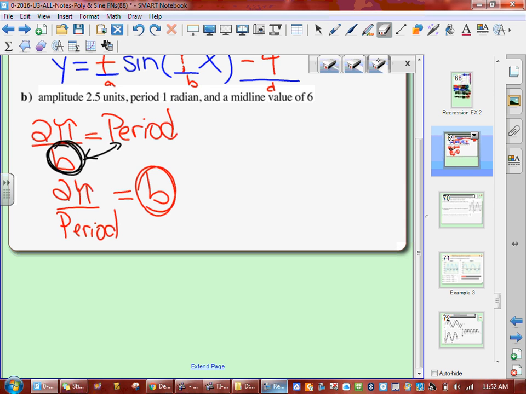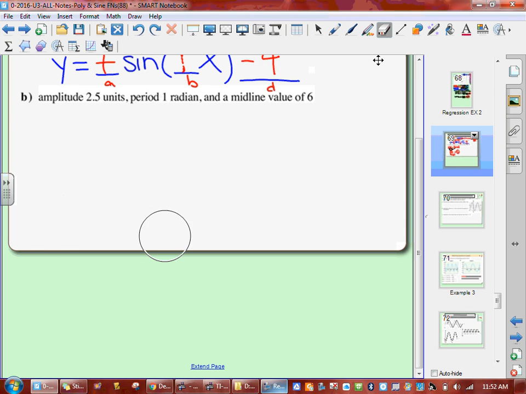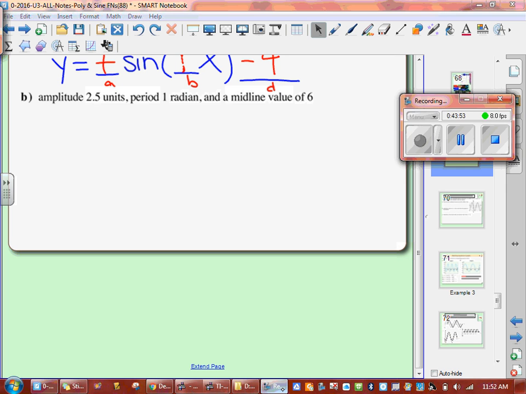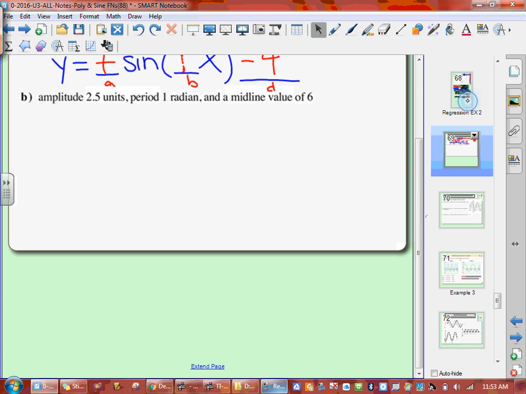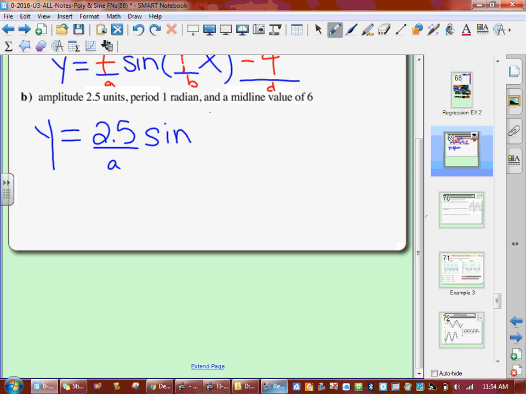Okay, let's see if we got everything in the right spot. Y equals amplitude of 2.5. There's our A value. Sine, our B value, we're taking 2 pi divided by our period of 1. Well, that's just 2 pi. So since pi is a run-on decimal, it's irrational, we leave pi as the pi symbol. So you're just going to write it as 2 pi in front of the x.